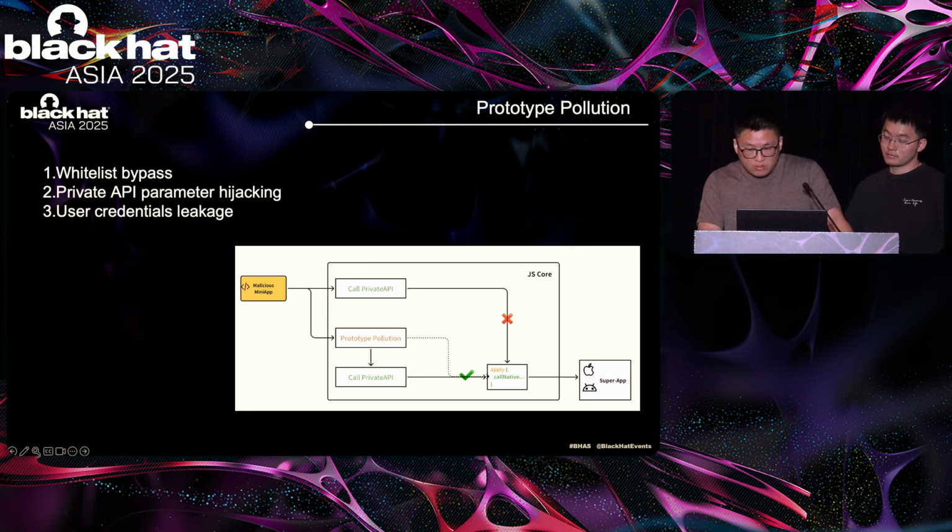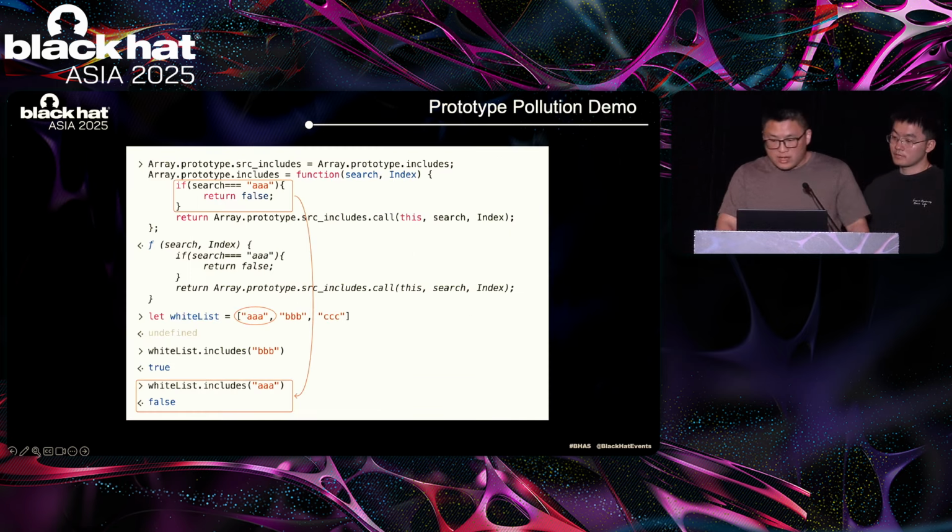The core principle behind the prototype chain pollution is to hijack key functions by replacing their original logic. For example, as shown in the image, we hijacked the includes method on array.prototype and inserted our custom logic. Originally, calling whitelist.includes AAA should return true. However, after applying prototype chain pollution, we successfully modified the behavior so that the method returns false. Similarly, by exploiting such pollution, we could bypass restrictions and still successfully invoke hidden APIs.